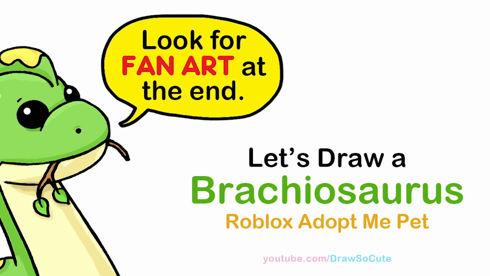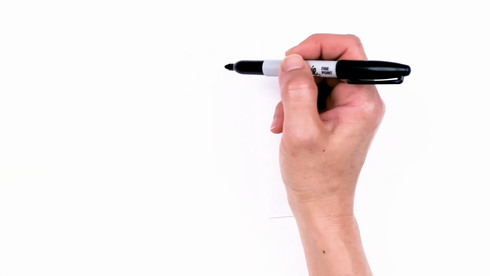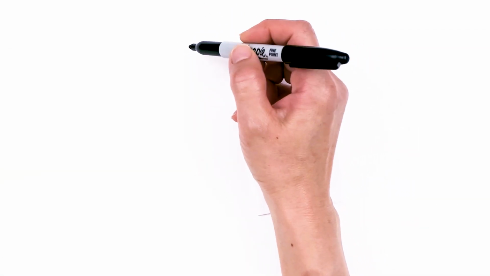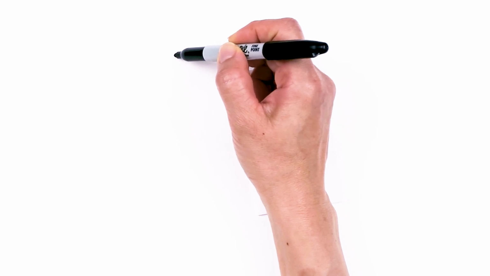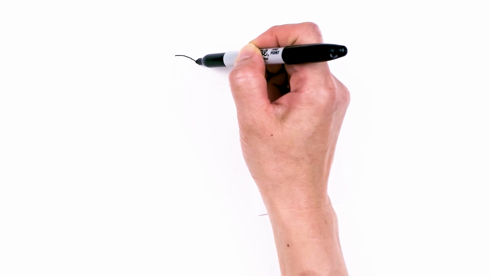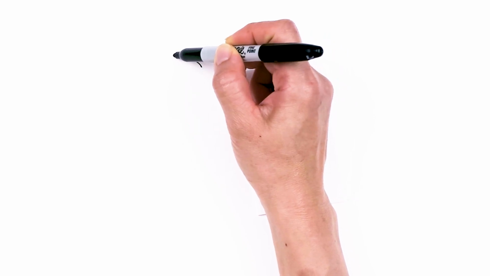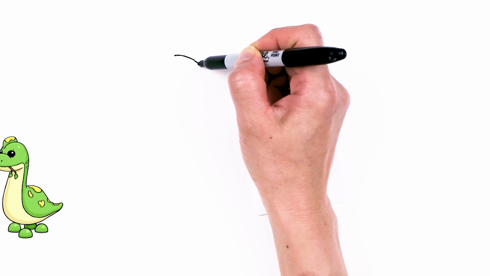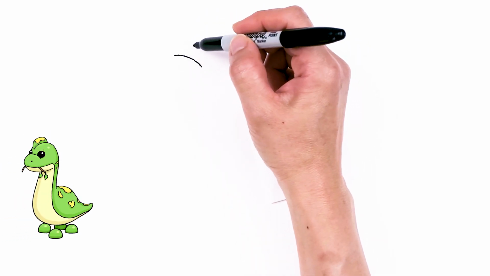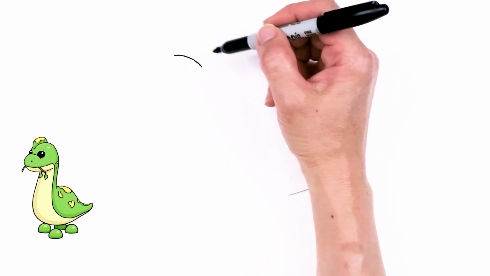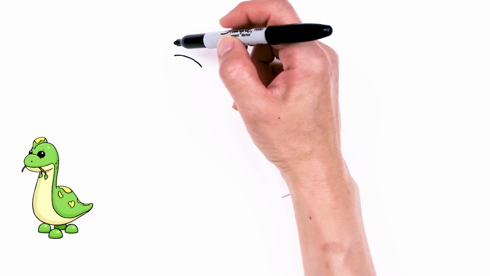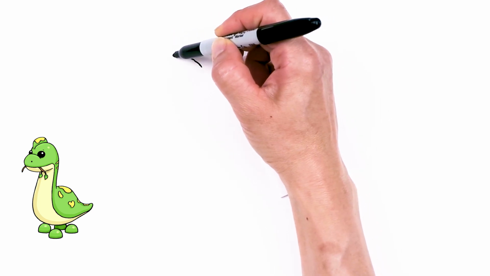Today we're going to draw a Brachiosaurus from Roblox Adopt Me Pets. So let's get started. To draw this cute dinosaur, let's first start by drawing a curve. I'm going to come right here and very lightly bring a curve coming down. I'm trying to do it as light as possible because this is just a curve to set where the eyes are.